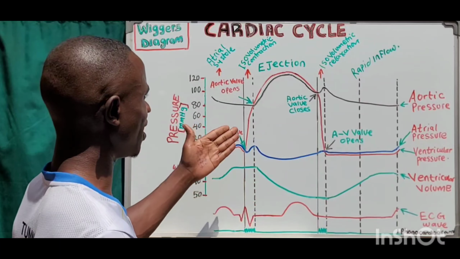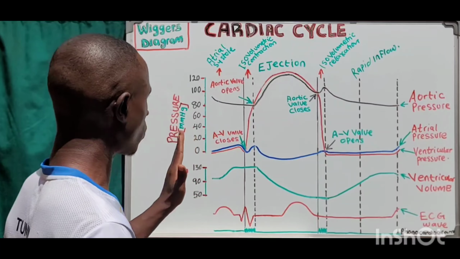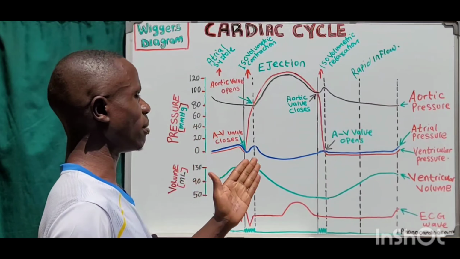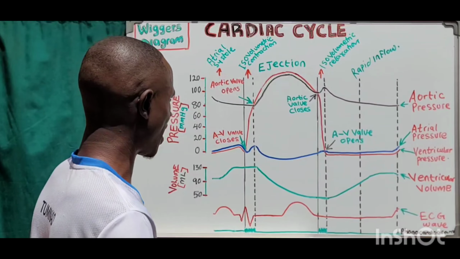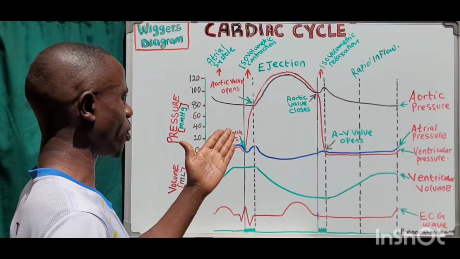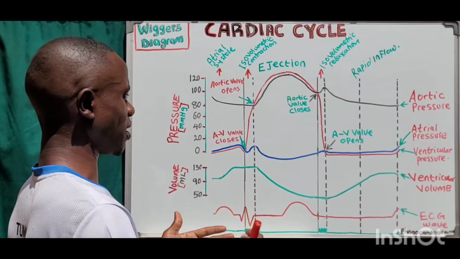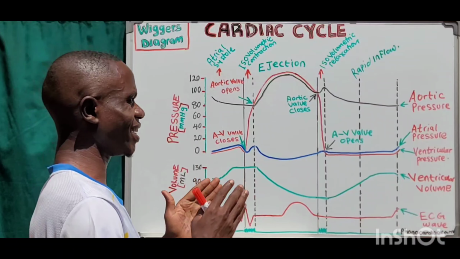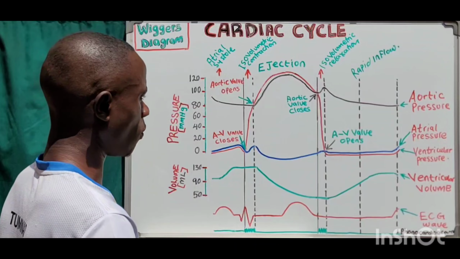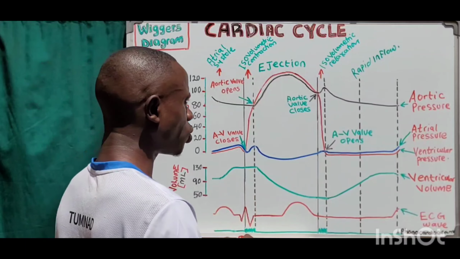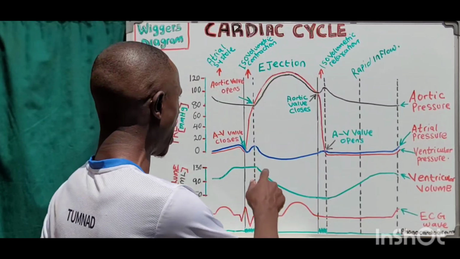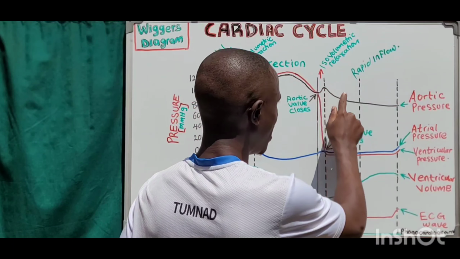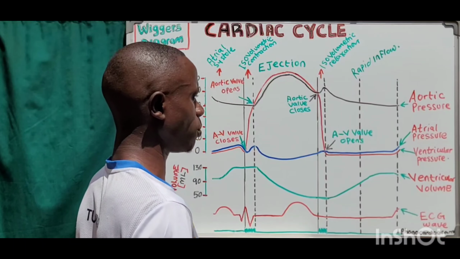So now what you're seeing here is what we call the Wiggers diagram, showing the different events happening in the cardiac cycle. In this diagram, his main emphasis was to monitor changes in the following parameters. We are going to be mainly focusing on what we call the aortic pressures, okay? And of course, this black line represents the aortic pressures.